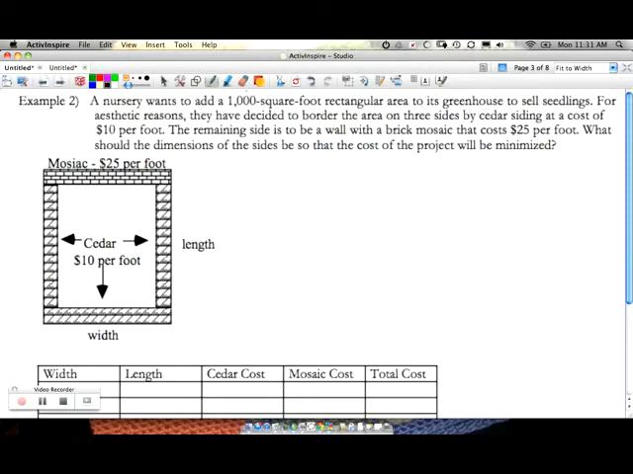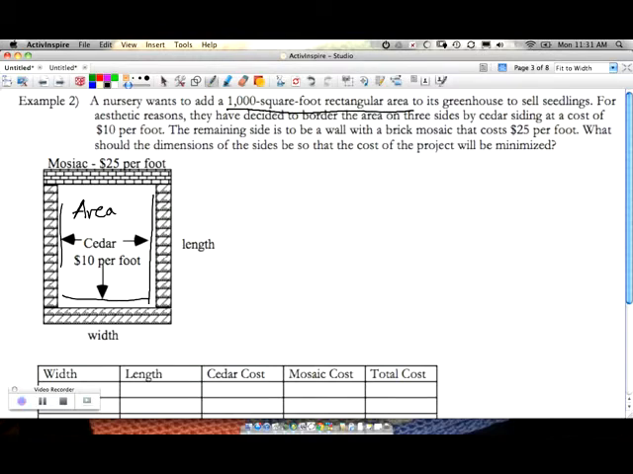All right, this next one. A nursery wants to add a 1,000 square foot rectangular area to its greenhouse to sell seedlings. For aesthetic reasons, they have decided to border the area on 3 sides with cedar siding at a cost of $10 a foot. So we're really just saying that here's our area in the middle. And on 3 of these sides we have the cedar.